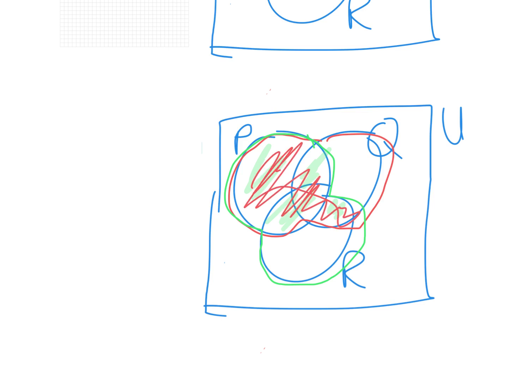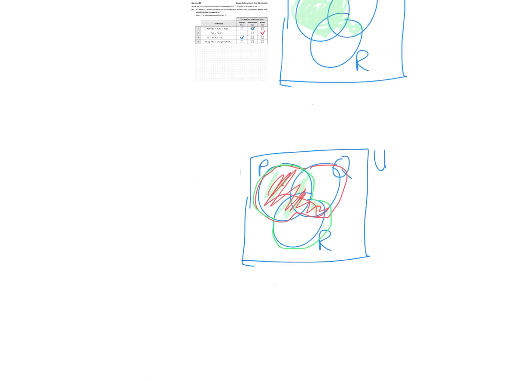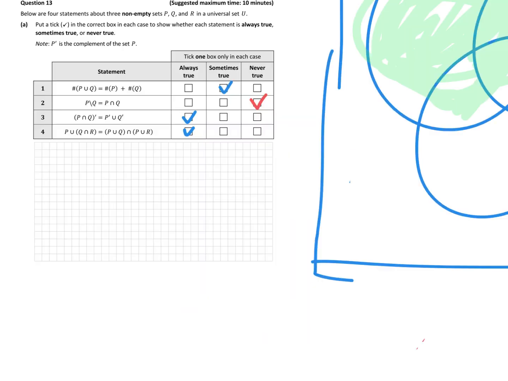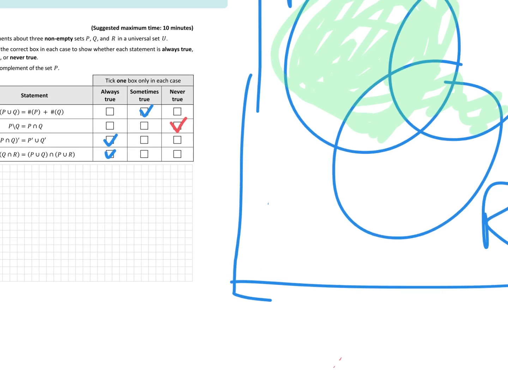Now we have to ask ourselves, does that look the same as the other side? And yes, it does. The overlap actually looks exactly like what we had before. All of P, together with this little intersection here. So that is always going to be true because they look the same all the time.